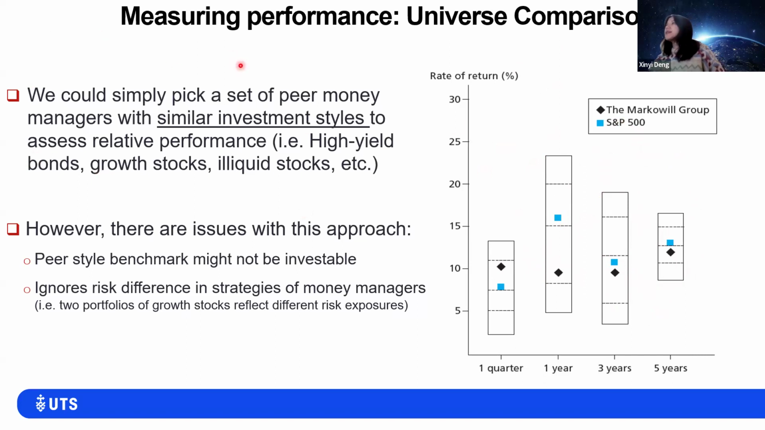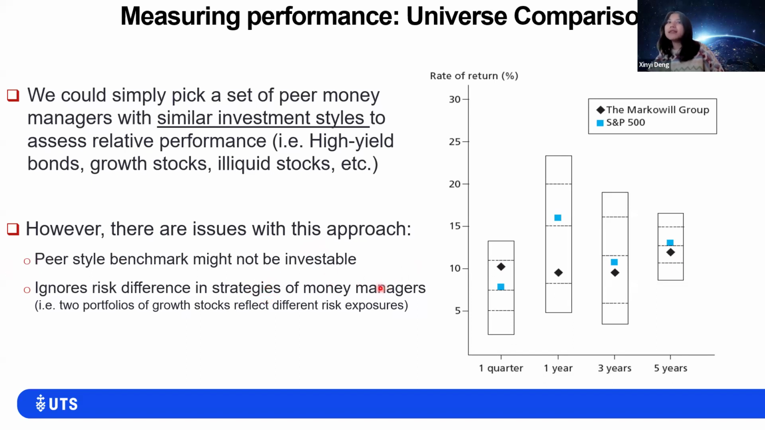Now, after discussing the basic definition and the graphical example of the universe comparison method, let's look into the drawbacks of this approach. So what are the drawbacks? One drawback is that the peer style benchmark might not be investable.